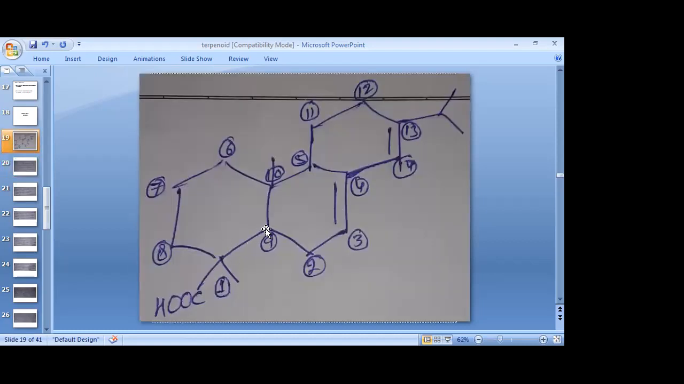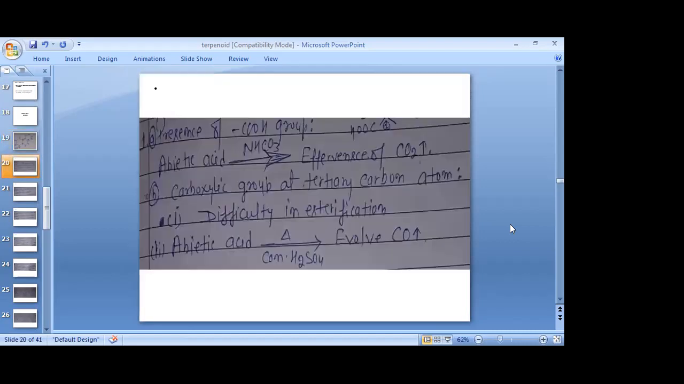This carbon here is CH, here CH2, here CH3. It means this is a tertiary carbon. This carboxylic group is attached at a tertiary carbon. If it were attached at a primary or secondary carbon, then the reaction would be easy. But because it exists at a tertiary carbon, there is difficulty in esterification. It's not possible for us.